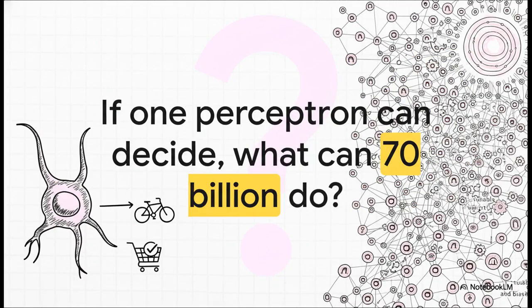Which brings us right back to where we started. We now get it. We understand that one simple little perceptron can make a decision like whether or not to buy a bike. So the question to leave you with is this. What becomes possible when 70 billion of them, each with its own little tunable weights and biases, are all working together? That is the mind-blowing scale of modern AI.